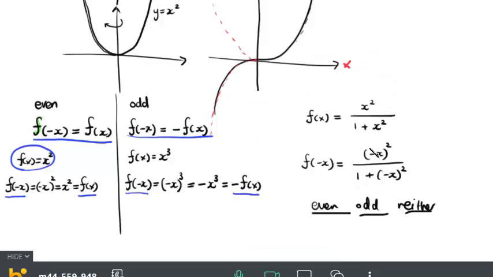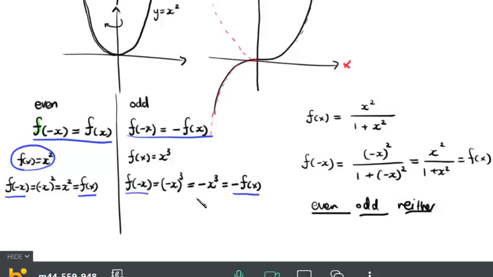Let's have a look. So the answer is even, because the negative sign disappears. You can see that this one is gone like this. Negative sign is gone, and it's 1 plus x squared, which is actually the same as the original function, isn't it? So that is satisfying this quality right here.